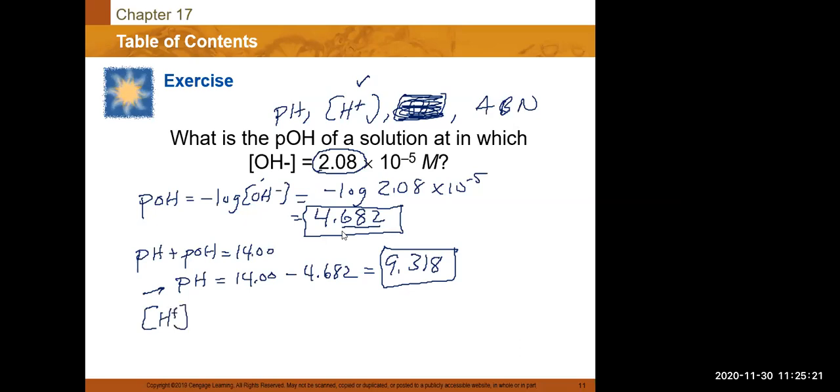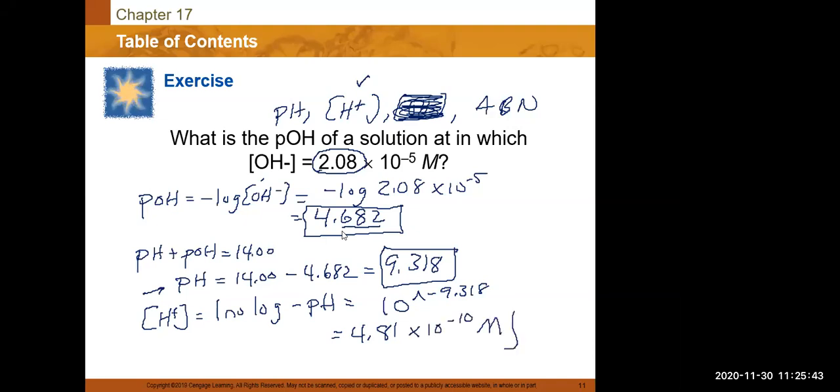So our H plus will equal the inverse log of the minus pH, which will give us a 10 and a caret minus 9.318. And that's going to get us 4.81 times 10 to the minus 10. Again, molar would be the units we want. Here, 3 decimal places, 3 significant figures going backwards. And lastly, we have a pH that's 9.318, which means it should be basic. Any questions on where any of the answers came from or how we did any of those guys there?